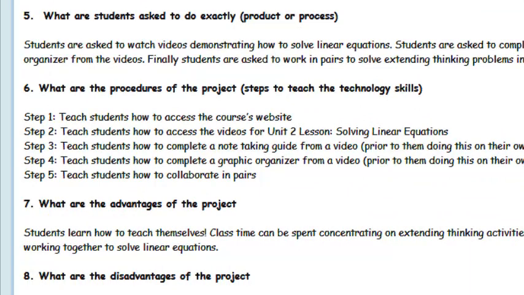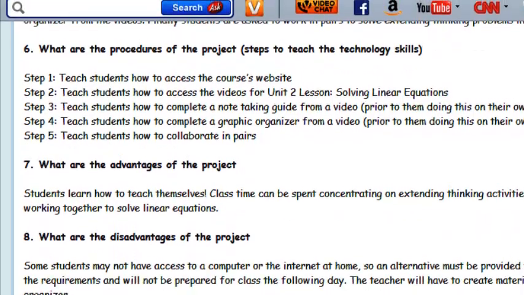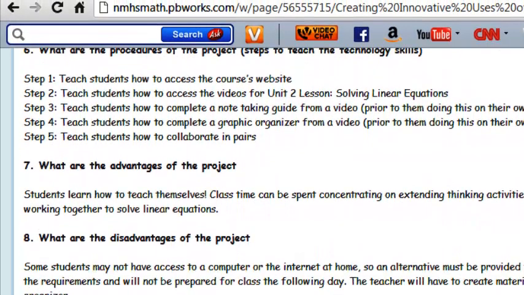For this lesson, students are only asked to watch videos teaching them how to solve simple linear equations, complete their note-taking guide, and complete their graphic organizer. Be ready for class the next day. In order for students to use the technology, you're going to have to teach them how to find your website. You have to teach students how to access the videos, how to find the note-taking guide and how to complete it, as well as the graphic organizer, and also how to collaborate in pairs.